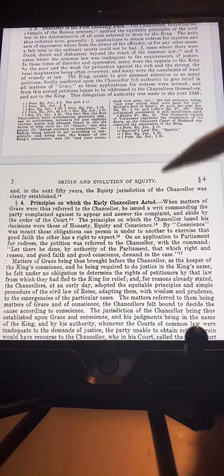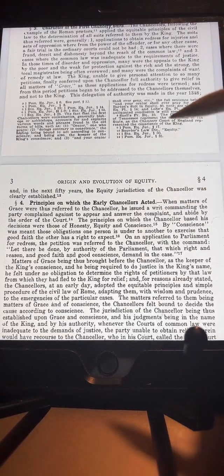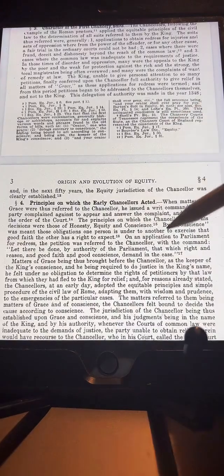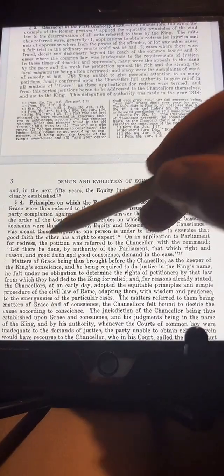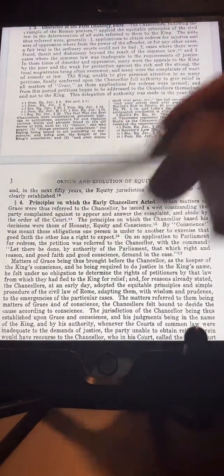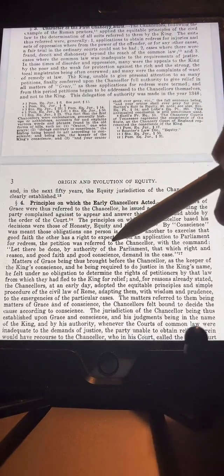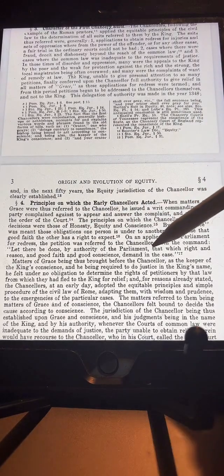If you pay attention when you go into a court of law right now, it tells you that there's no truth that will be tried here. Because it's not about that. It's about the action. Right? So, let there be done by authority of the Parliament that which right and reason and good faith and good conscience demand in the case.